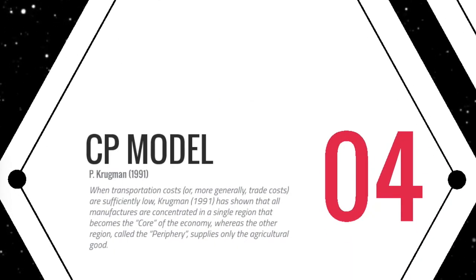When transportation costs, or more generally trade costs, are sufficiently low, Krugman has shown that all manufacturers are concentrated in a single region that becomes the core of the economy, whereas the other region, called the periphery, supplies only the agricultural good.